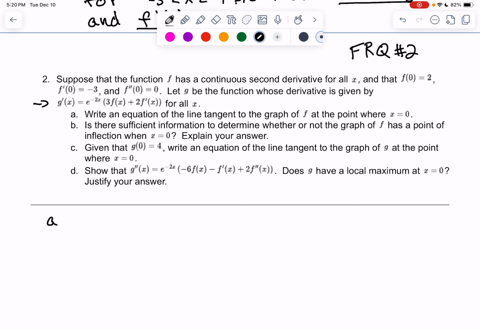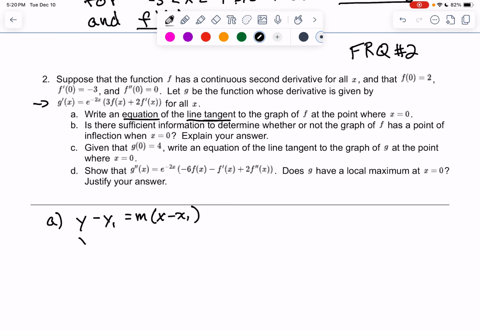Let's start with part A. In part A, it says write an equation of the tangent line to the graph of f at the point where x equals 0. Every tangent line starts back at that point-slope kind of thing, but we're going to make some substitutions and a little bit of algebra here.